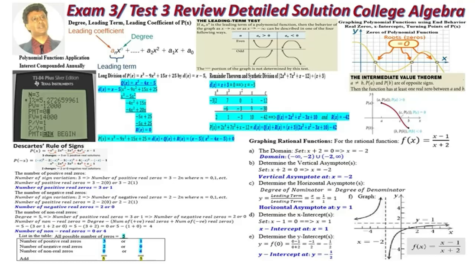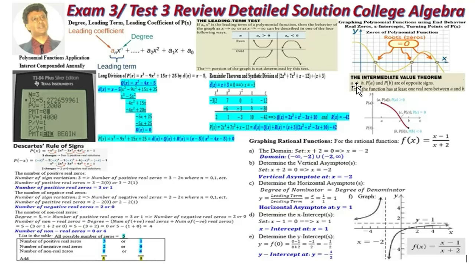This is College Algebra, Exam 3, Test 3 Review, Detailed Solution. In this exam review, we'll look at leading term, leading coefficient, and degree of a polynomial. And we'll use this information to determine the end behavior of the polynomial. And we'll use the end behavior of the polynomial to graph a polynomial function.